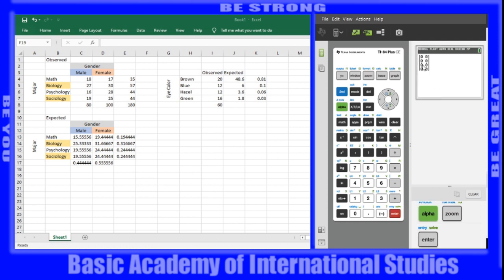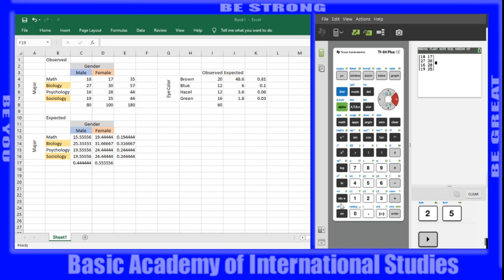Now, once I press enter, it wants me to type in my numbers. Well, first we're going to do the observed values. We'll do the males first. So that'd be 18, 27, 16, 19. And for my second column, I'm going to type in 17, 30, 28, 25. Now, once I've typed these in, I still have one more thing to do. I need to store this somewhere for later use.